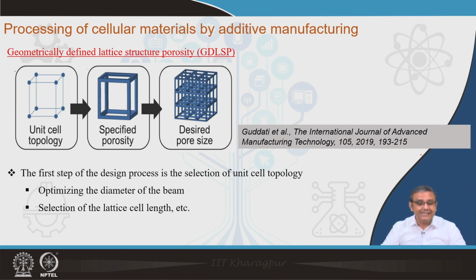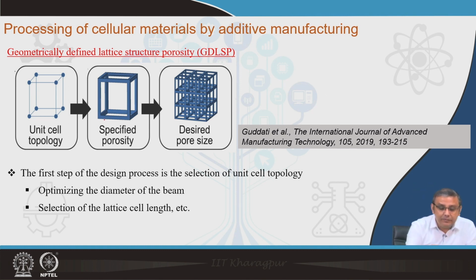After we have defined the unit cell topology, either as cubic or rhombohedral or many complex ones like dodecahedron or whatever, the next stage is the specification of the porosity. Because our aim with this AM technique by GDLSP is ultimately to fabricate a porous material, you will see afterward that for a porous material the most important property is the amount of porosity. So the second stage is specifying the porosity. And this is typically done by controlling the dimensions of the struts or the ligaments.